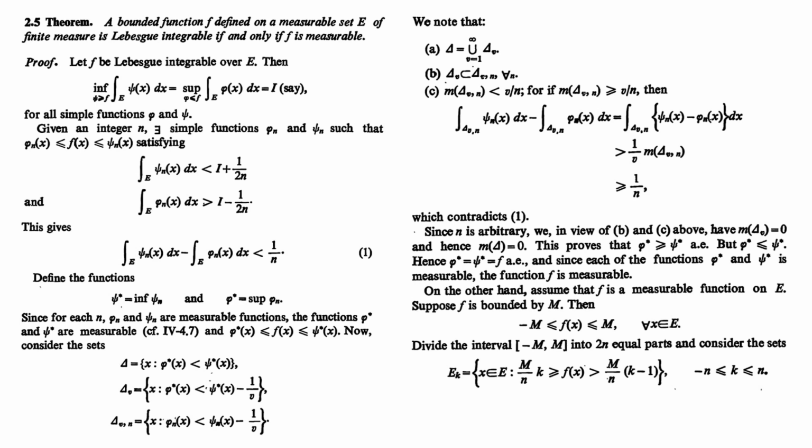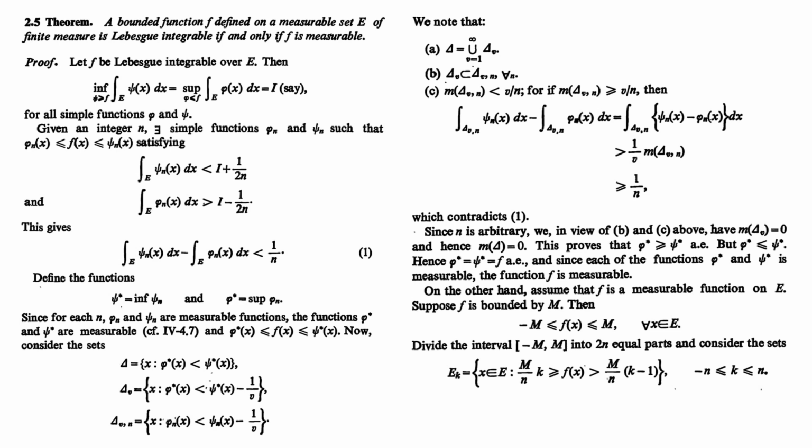Hello students, again I am going to explain a theorem that says a bounded function f defined on a measurable set E of finite measure is Lebesgue integrable if and only if f is measurable. So in the proof, first part, let f be Lebesgue integrable over E.